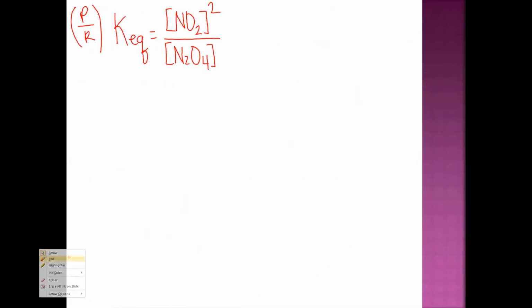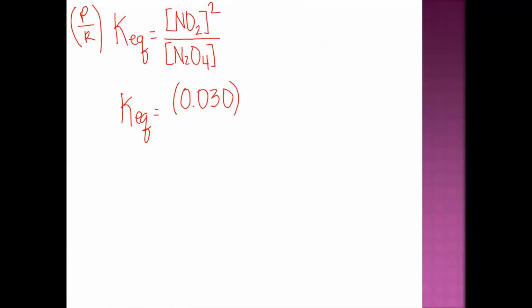So to find the KEQ, we're going to put that 0.030 in for the NO2 spot, and don't forget the square, so we're going to have to square that number, divided by the N2O4, which was 0.0045. Now all we have to do is solve.